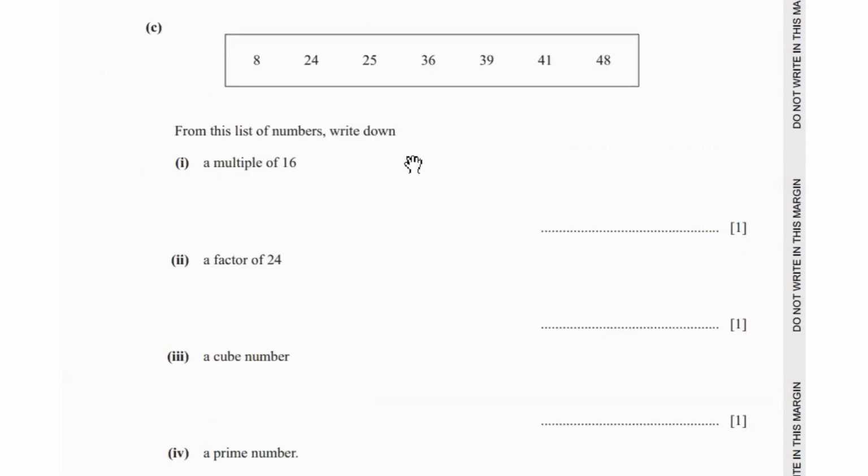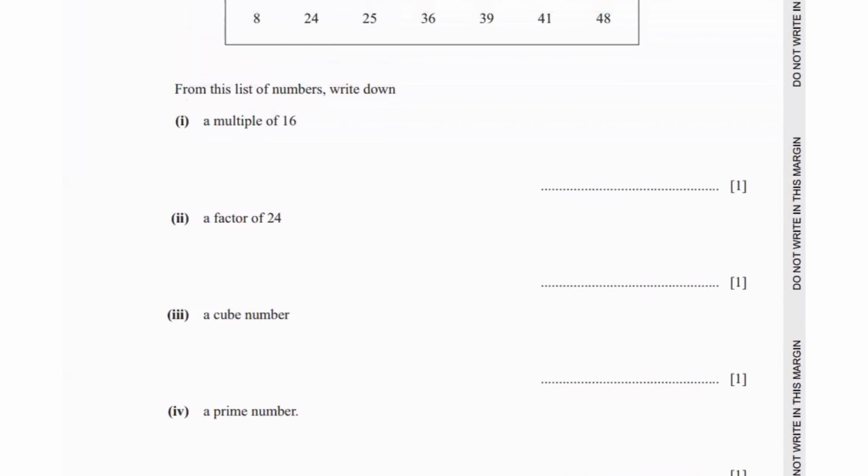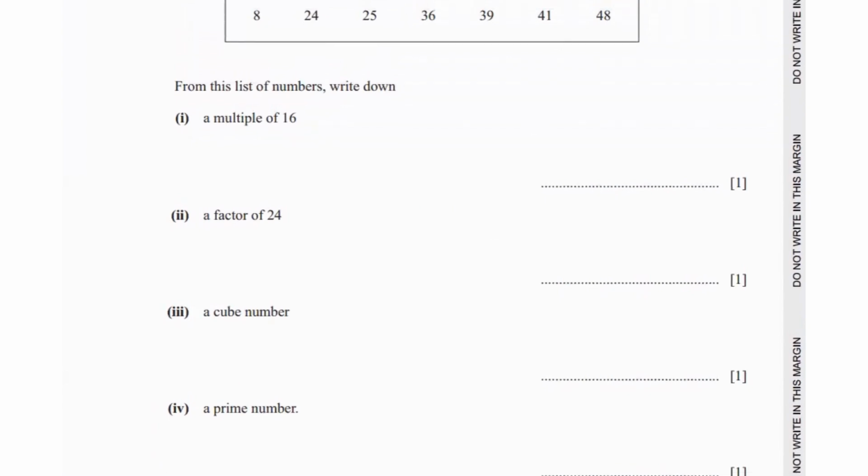Then it says from the list of numbers, write down a multiple of 16. The multiple of 16 that we can see over here is 48, because 16 times 3 is 48. Factor of 24 is 24 or 8. Either of them will get you a mark. A cube number, that is 8, because 2 cubed is 8. And then lastly, a prime number. So the prime number can be 41. That's a prime number.